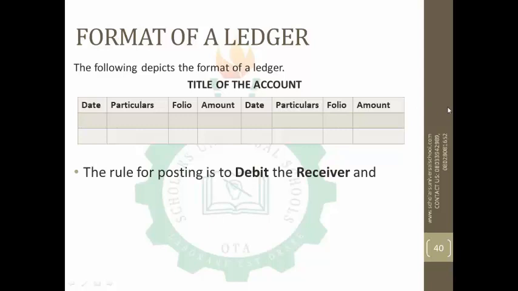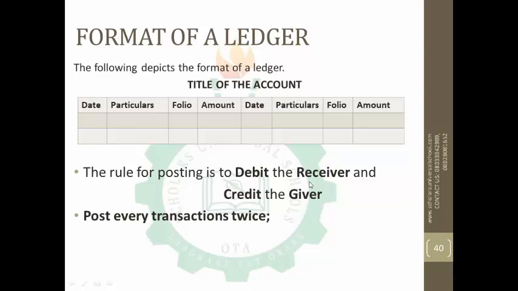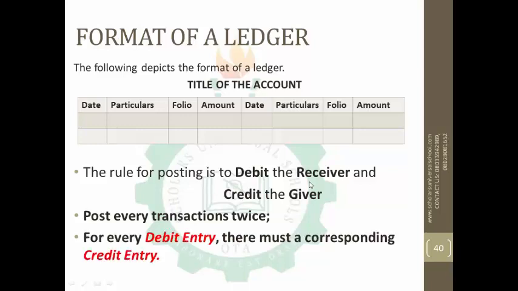Now, you have to take note of the rules. The first rule for posting is to debit the receiver and credit the giver. Please, you have to always remember this rule: debit the receiver, credit the giver. And for every transaction, you are expected to post it twice. You have to always remember the cardinal rule, which is the golden rule. The rule is for every debit entry, there must be a corresponding credit entry.